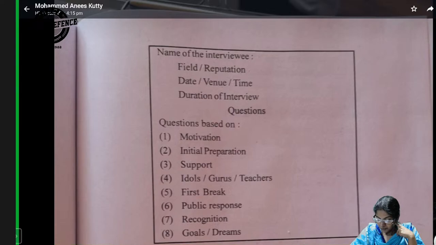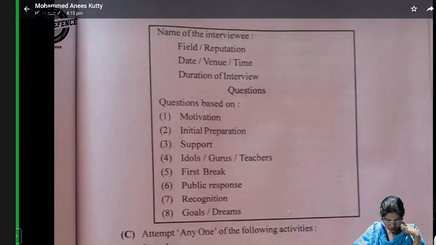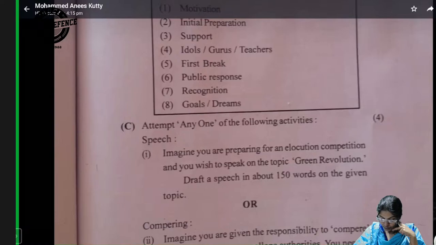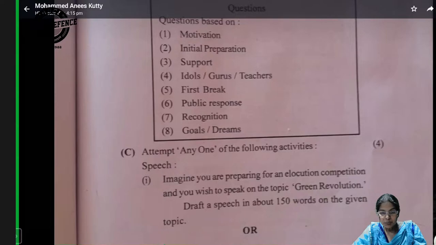All right, so that was about the interview. I think the interview was a very simple one because, you know, they gave you all the clues here. So you didn't really have to rake your brains, right? Next one, we're going to speech. Now, this is also something which is very simple. Now, what you would have realized is the writing piece is so much writing to be done. And what you're writing for is just 4 marks.